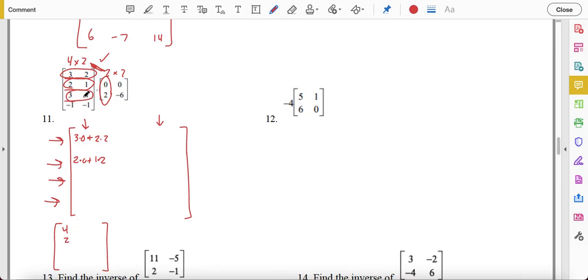I've got 3 and 4 times 0 and 2, so 3 times 0 plus 4 times 2, so that's 8. And then finally negative 1 times 0 plus negative 1 times 2, it's just going to be negative 2. All right, that's my first column.